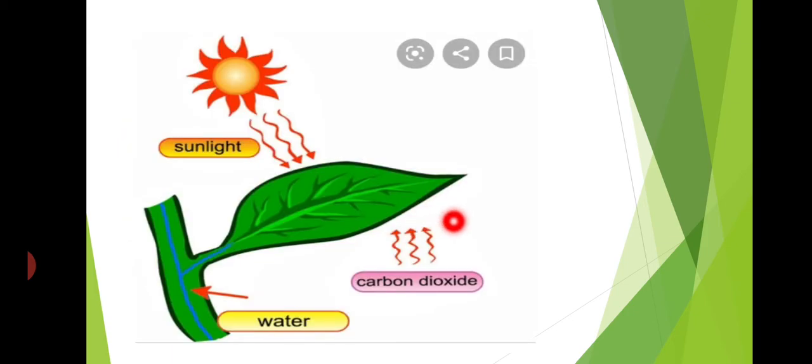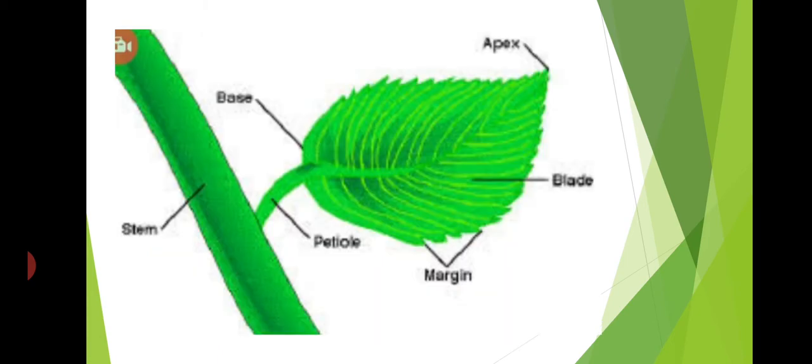Children, here you can see how the leaf is preparing food for the plant in the presence of sunlight, carbon dioxide and water. Children, here you can see the parts of a leaf: the stem, petiole, then the base, the margin, the blade and the apex.